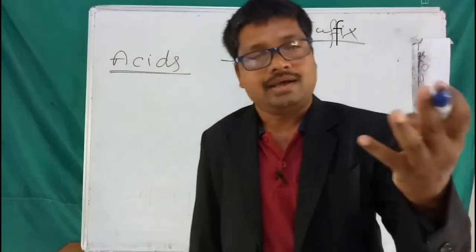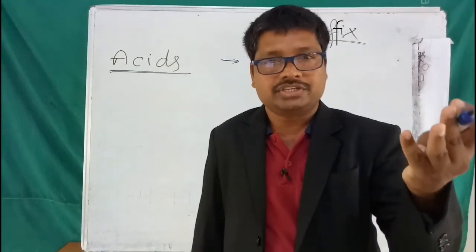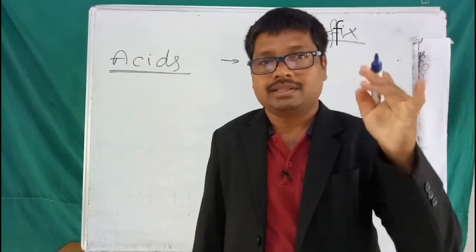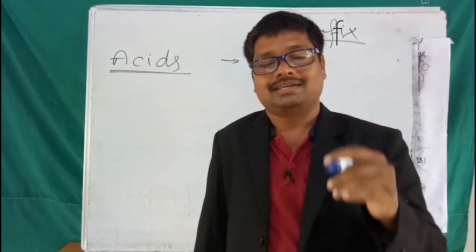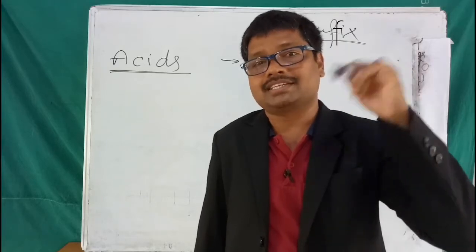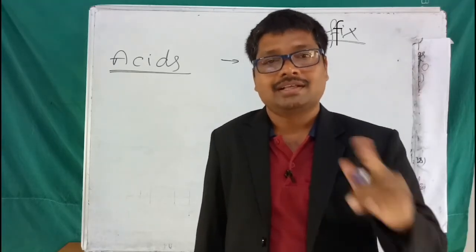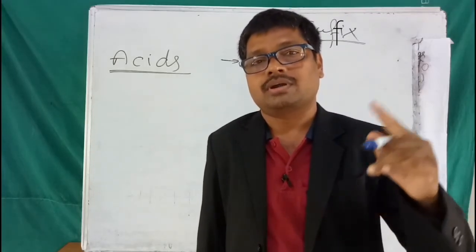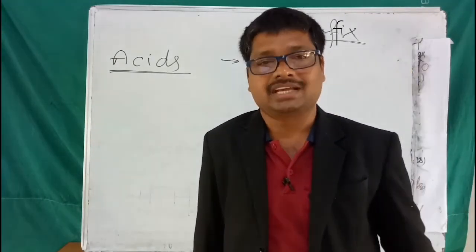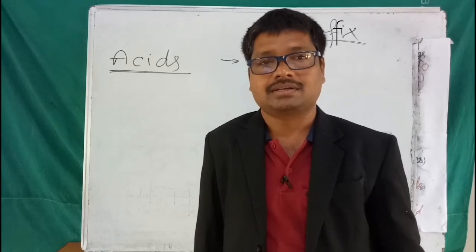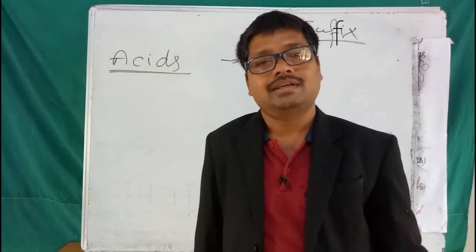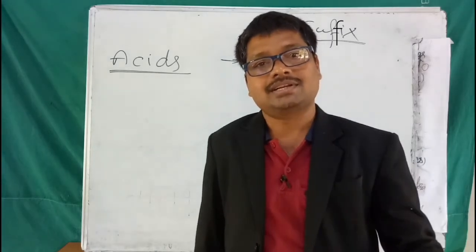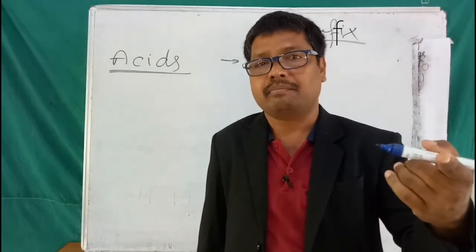Okay, say for example, citric, ascorbic. What is the ending word? Ic. Ascorbic, ic is coming at the end of the word, right? Like that, you have to understand all the acid names are ending with the suffix ic. Try to understand that, then you can remember easily, and you can understand whether it is an acid or base by looking at the name.